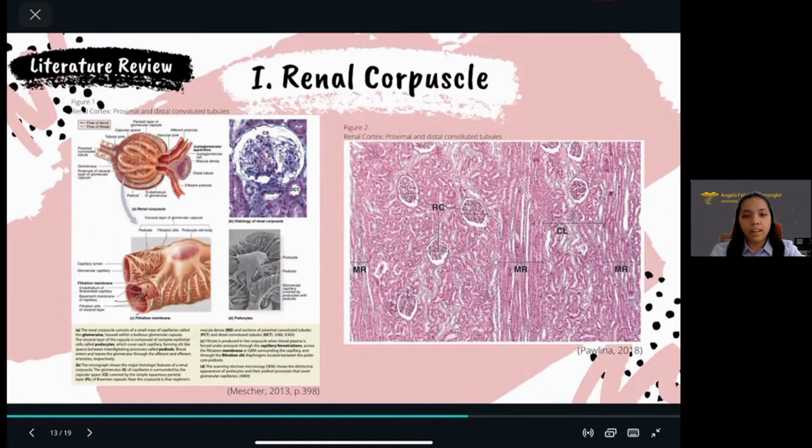For the first one, as we can see from the first picture, the renal cortex can be separated into districts referred to as the cortical labyrinth, on the right picture, and the medullary rays. The cortical labyrinth contains the renal corpuscles, which show up as generally large circular structures. Next slide, please.